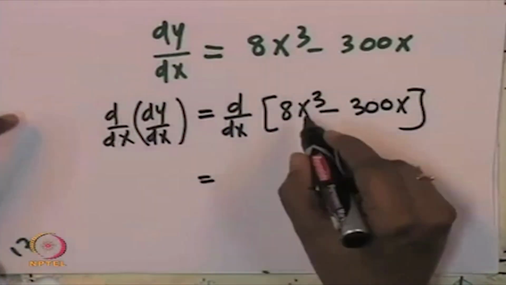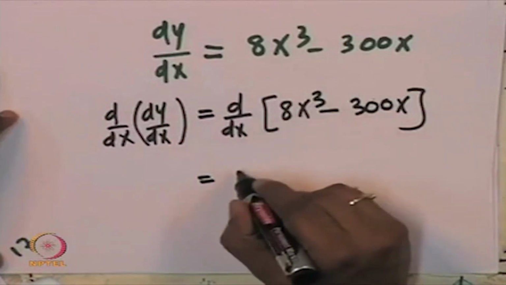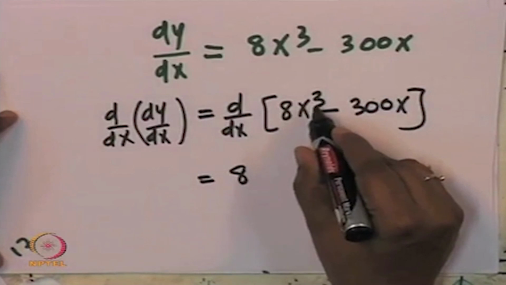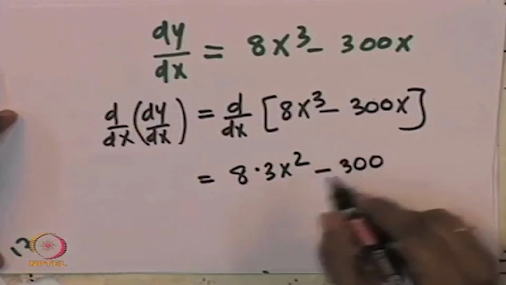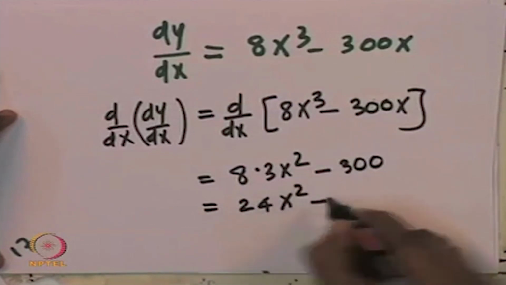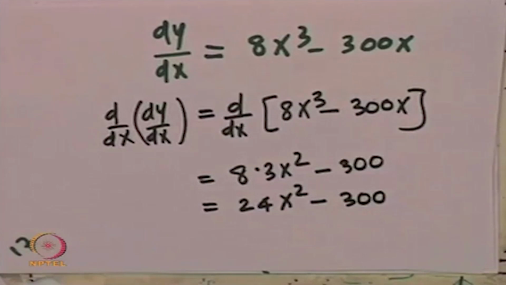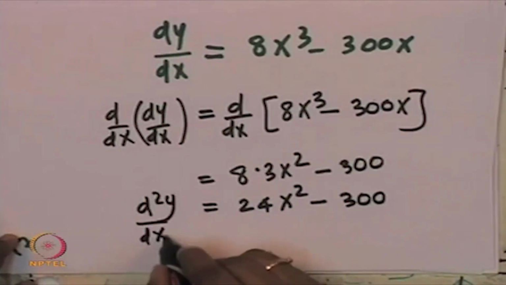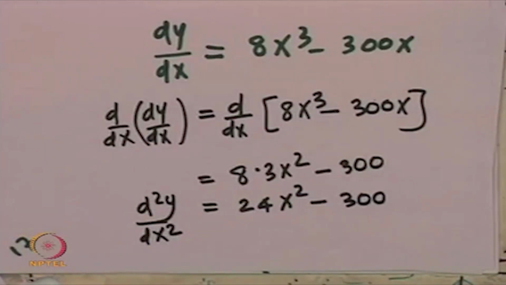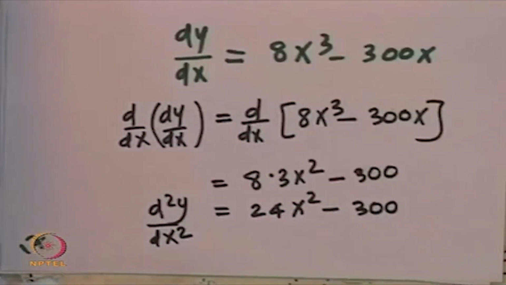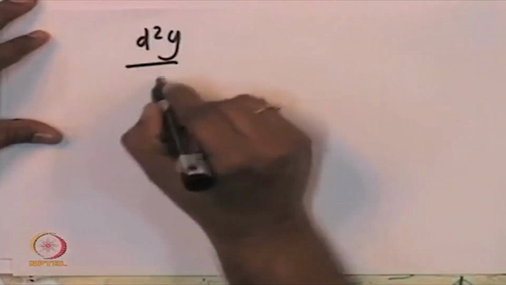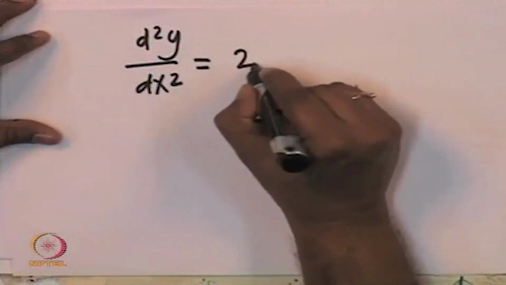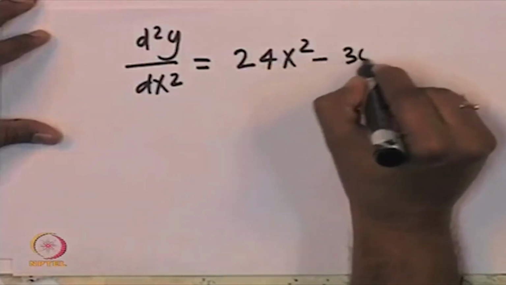Now, you can do this yourself. Let me quickly do this. 8 is a constant and the derivative of x cube is 3 x square. So, 8 into 3 x square minus 300, which is a constant, and the derivative of x is 1. So, this is basically 24 x square minus 300. This is the second derivative, d square y by dx square. Let us write this more carefully: the second derivative, d square y by dx square, is equal to 24 x square minus 300.